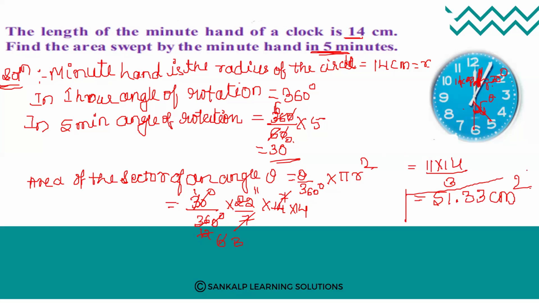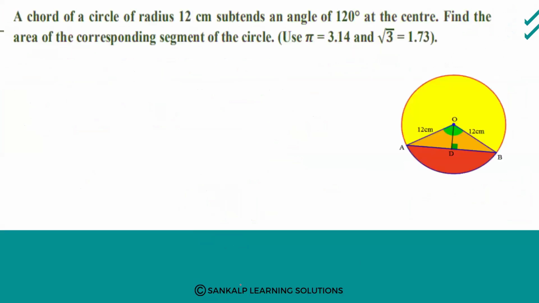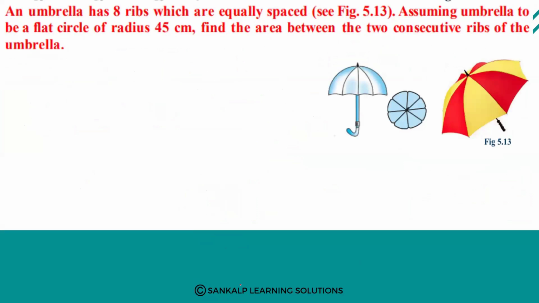So this is the area of the sector in 5 minutes. Here, first we calculated the angle of rotation in 5 minutes, that means the theta value we got. And R they have given, that is the length of the minute hand, 14 centimeter. Now by using these two values we can find the area of the sector of angle theta. So next, these are big questions, so we'll solve this question.